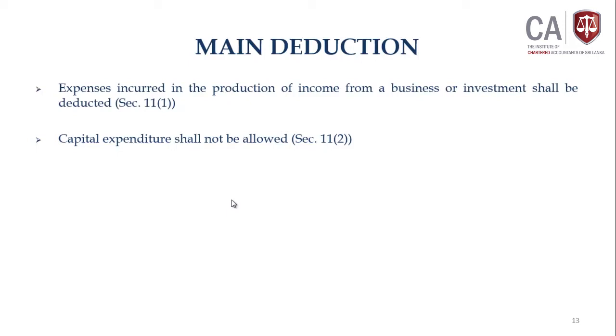But section 11 subsection 2 says the capital nature expense shall not be allowed. So if your expense is of a capital nature, you can't claim. What you can claim is only revenue nature expenses, and that also only if it is incurred in the production of income of business or investment. Okay. We will take one by one. Section 11 subsection 1.